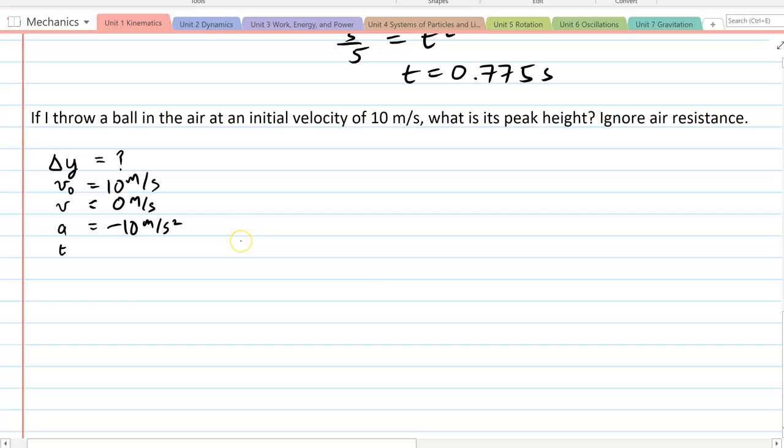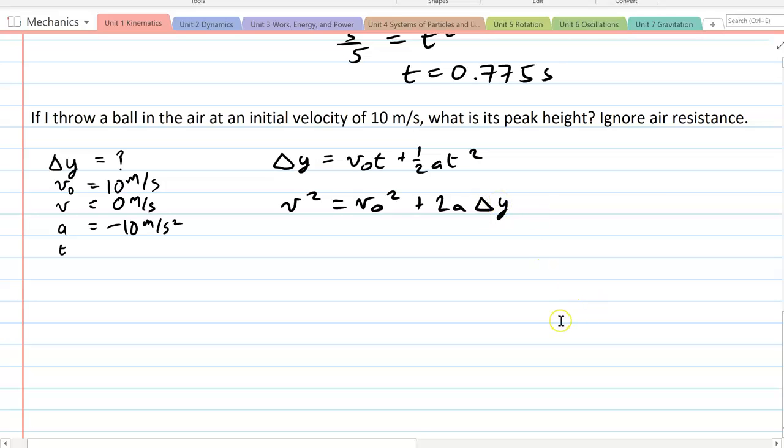So what kind of equation can we use to find height? Let's see. We're not given any time, so we can't use this one, the one that I like to use a lot. We cannot use this because we're not given time, so we should use the other one, which is v squared equals v naught squared plus 2a delta y.